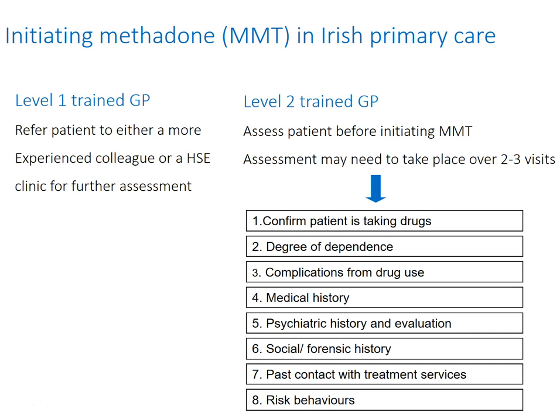Now, this assessment may take place over a few visits, two or three visits at least. During these visits, the doctor will confirm the patient is taking drugs by doing urine analysis, will assess their degree of dependence by checking for various symptoms of dependence, will check if there have been any complications so far from their previous illicit drug use, and will check their overall medical history, in particular infection history. They will also check their psychiatric history and evaluate them psychologically. They'll also check their social and forensic history, check if they've had any past contact with methadone treatment services, and also assess risk behaviours.